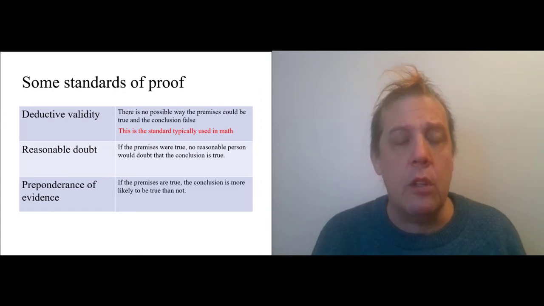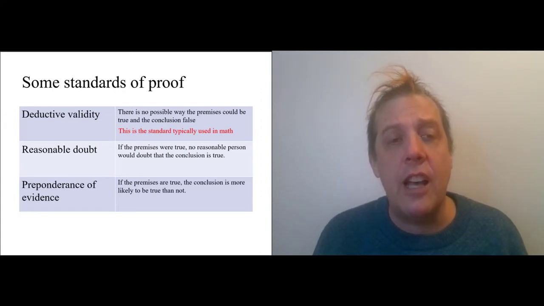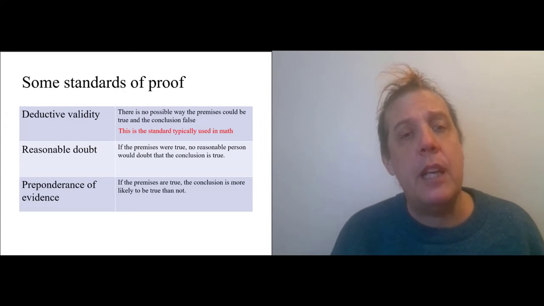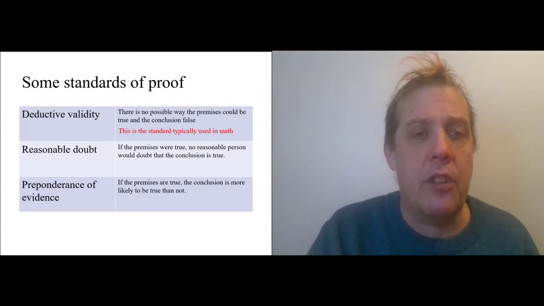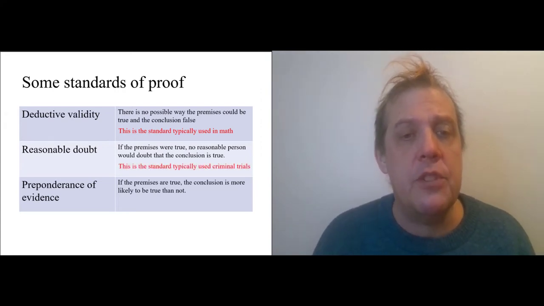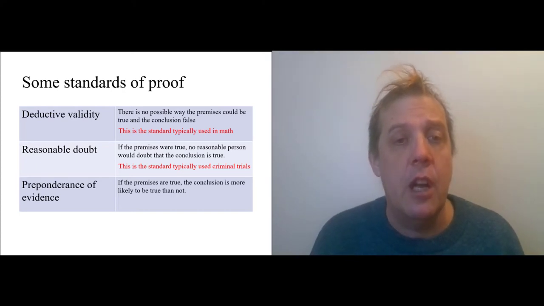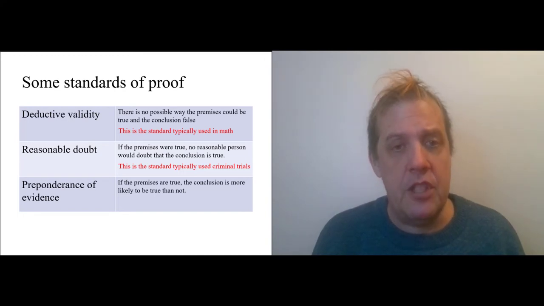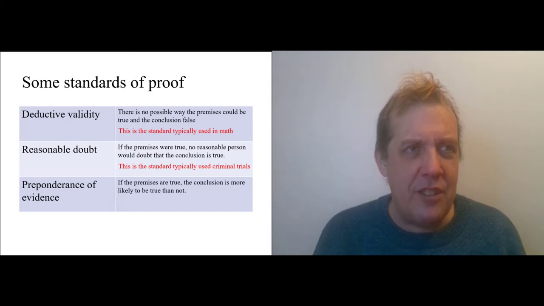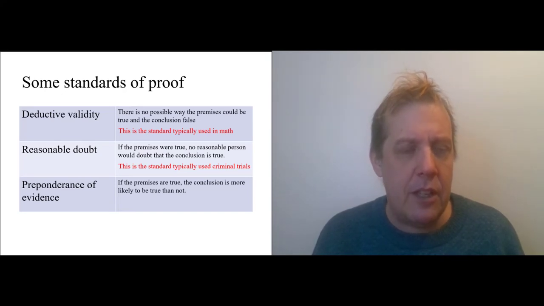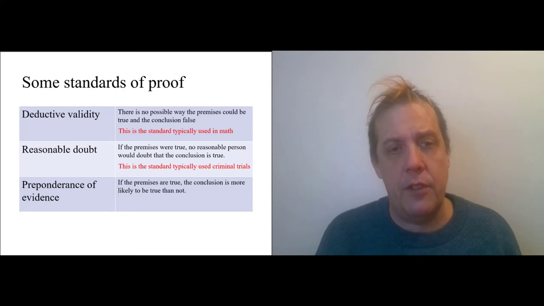In the real world, even when we're looking for a high standard of proof, we're still being inductive. So one of the highest standards of proof you would see in an inductive context is the reasonable doubt standard. And that's what's typically used in criminal trials. If the premises were true, no reasonable person could doubt that the conclusion is true. You can make up crazy things. What if he was killed by space aliens? But no reasonable person would think that.